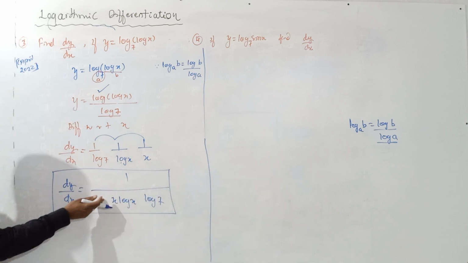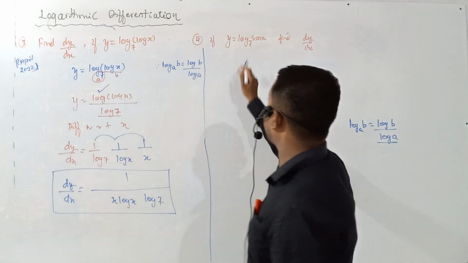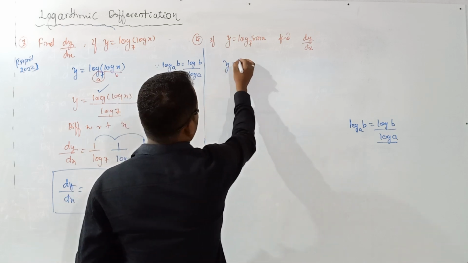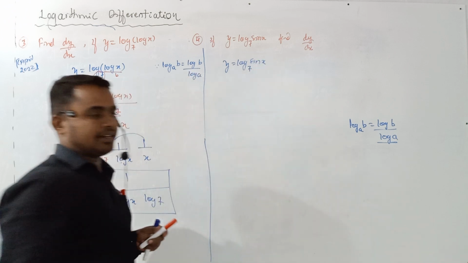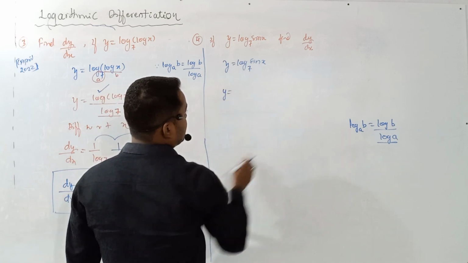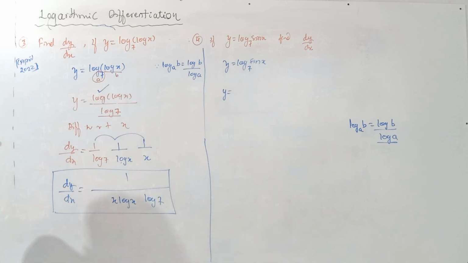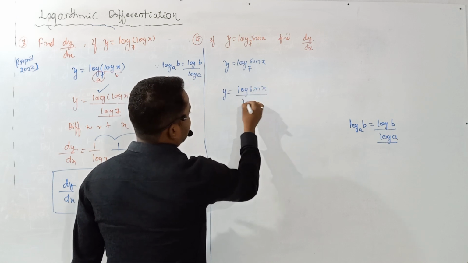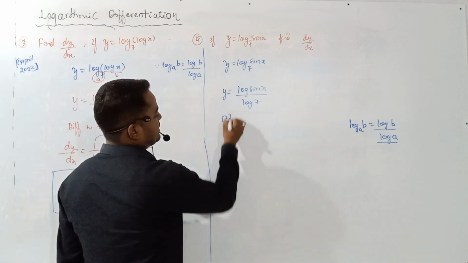You can write log 7 first also. Now this one is also the same. See here, first write the given y is equal to log of sin x to the base 7. Now applying the change of base theorem, y is equal to log b, where b means sin x, so log sin x divided by log 7. Now differentiate with respect to x.